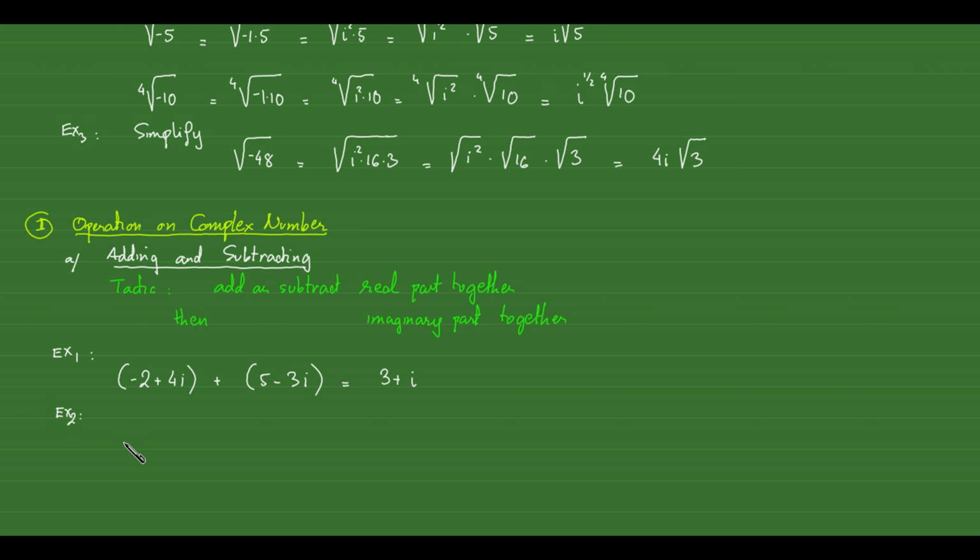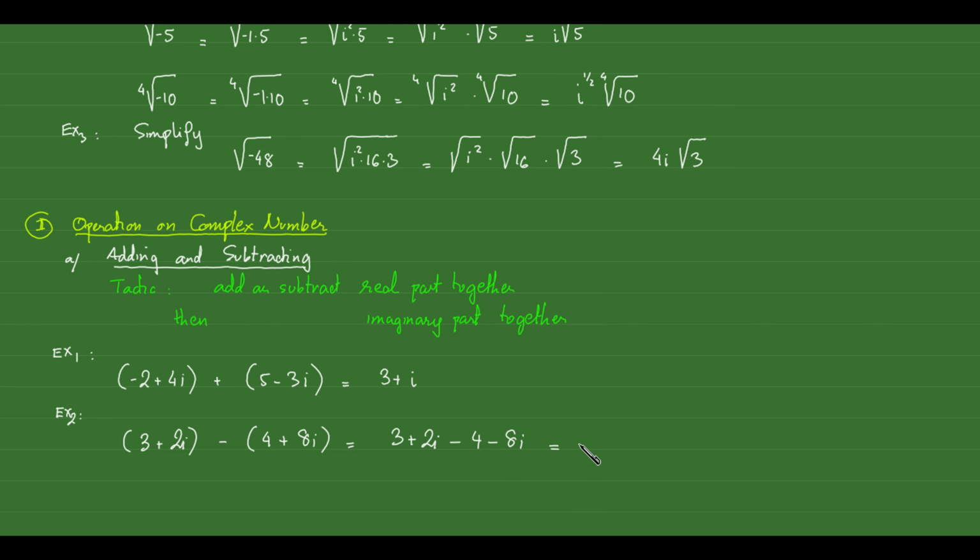But for subtraction, it will be a little bit different. What if I have 3 plus 2i minus the quantity 4 plus 8i, for example. In order to subtract, we need to get rid of the parentheses, so I have to distribute the negative first. That gives you 3 plus 2i minus 4 minus 8i. Now we're going to combine them.